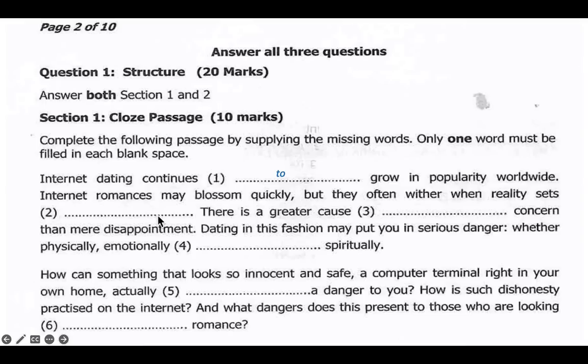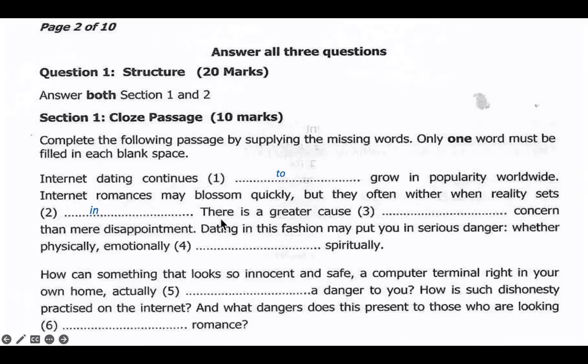So the word that we can apply here is "set in." Okay, so I'm starting all the way from here to put up in here. So that's why, from the actual ideas, you have to read the paragraph. You have to read through slowly. But they often wither when reality sets in.